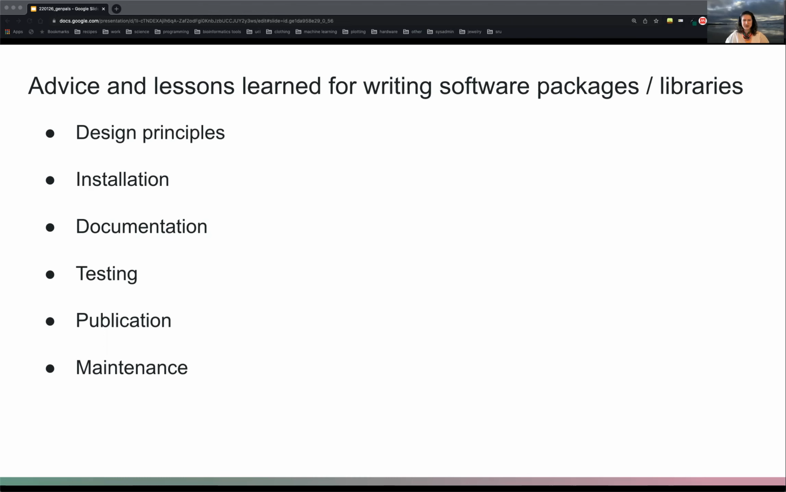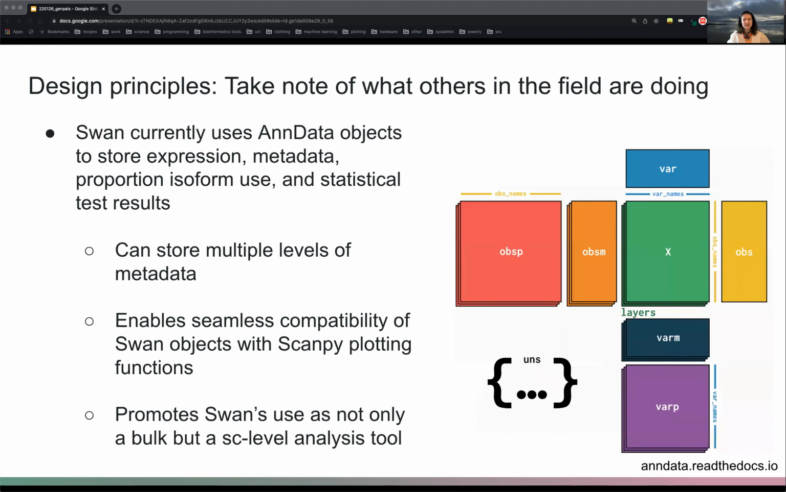So let's just go ahead and get right into this. In terms of design principles, I only really have one example to talk about, because I'm not going to talk about how all of the different class and function structure is set up in my package. But essentially the biggest thing here is that I recommend that if you're writing one of these, you should take note of what others in the field are doing, or what sort of structures people are using.